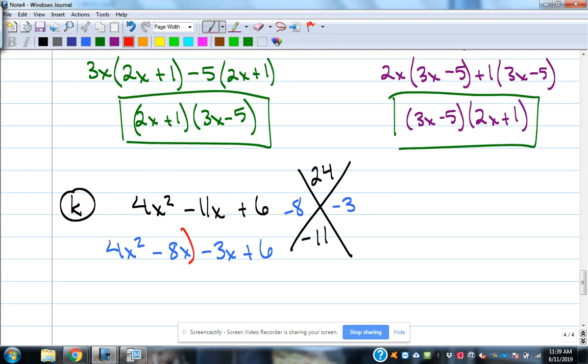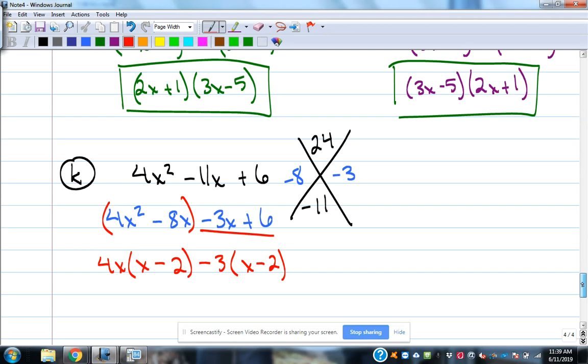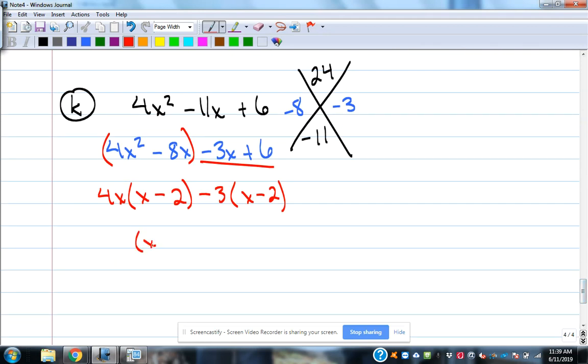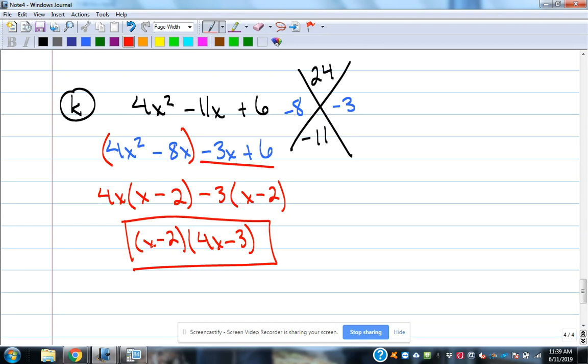Next step is group. 4x squared and 8x have a 4x in common. That leaves x minus 2. Then negative 3, x minus 2. So we've got x minus 2, 4x minus 3. We factored our trinomial by X method, which led to grouping.